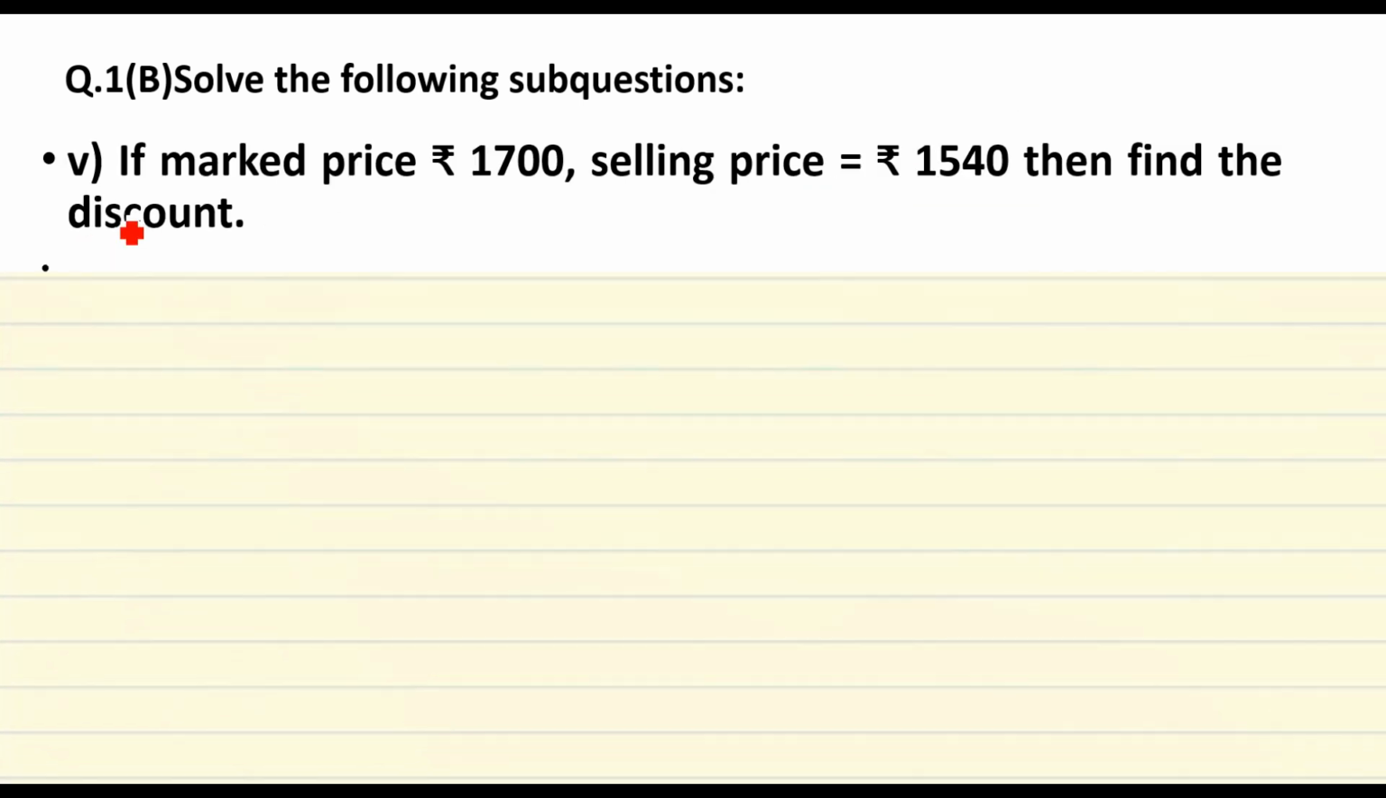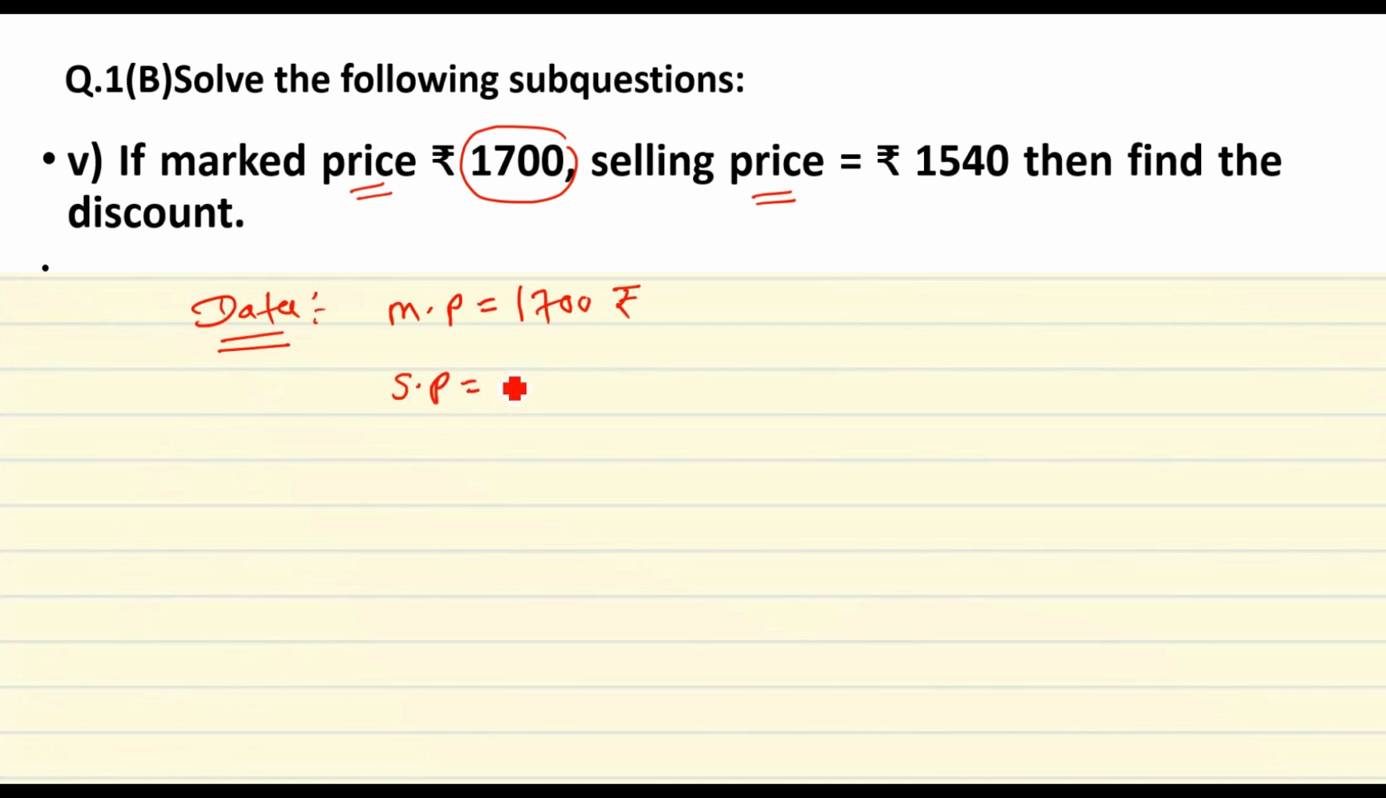Now we'll come to question number 5. Question 5 says the market price is rupees 1700. So you will provide the data here. Whenever the question comes in this form, you have to write the data. So for us, it is given market price is 1700 rupees, and the selling price is also given to us. The selling price is 1540 rupees. Now I have the market price as well as the selling price.